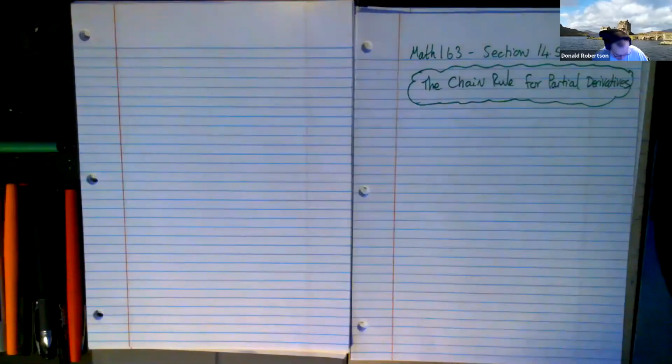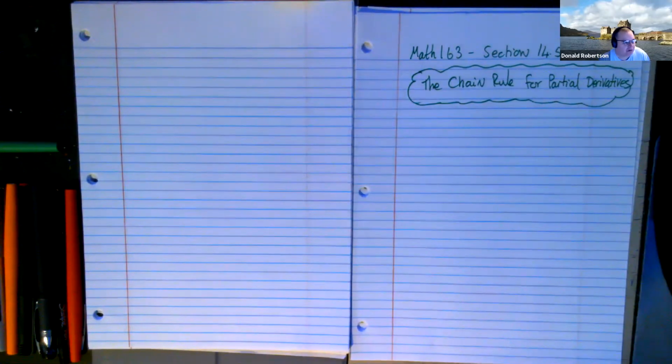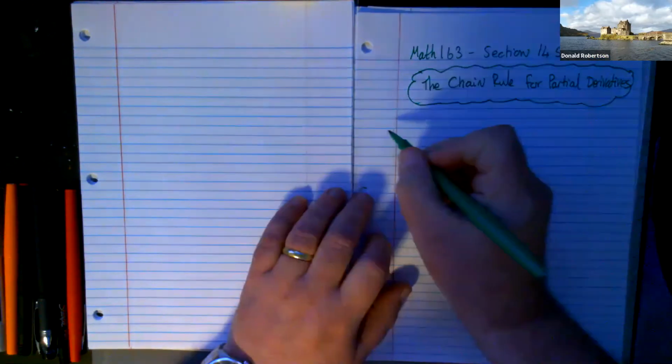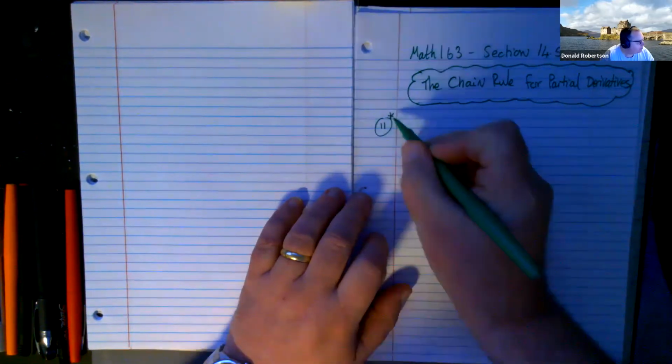Right, we're essentially working on finishing off the chain rule. That's really it. The last part of the chain rule is that we're going to apply the chain rule and evaluate it at one specific point. So I'll start right off with question 11, or at least my version of it.